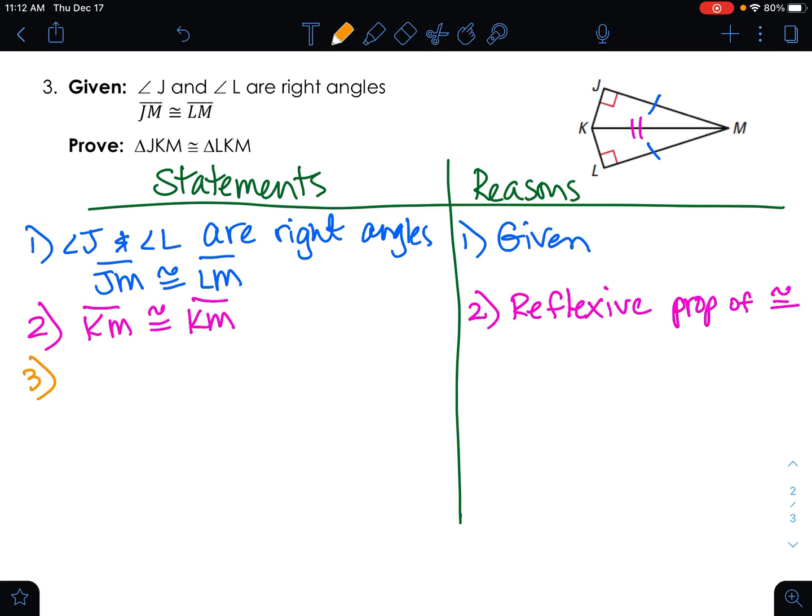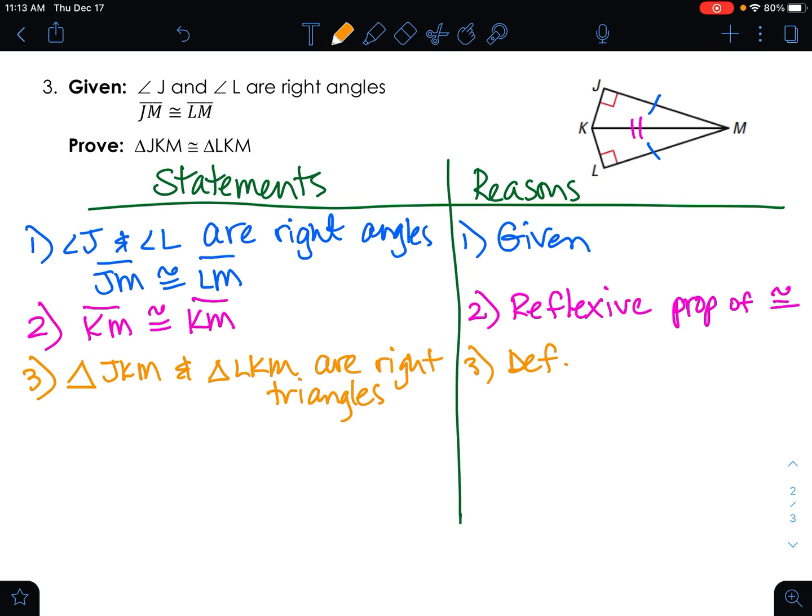So I know that this is a right triangle because I know the definition. So I just need to say something like this. I need to say that triangle JKM and triangle LKM are right triangles. So I'm writing just a short little sentence here, short little phrase. And my reasoning is just definition of right triangle. And if you want to draw a little triangle in place of the word triangle, you can.